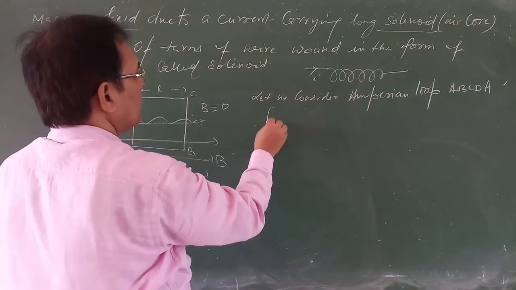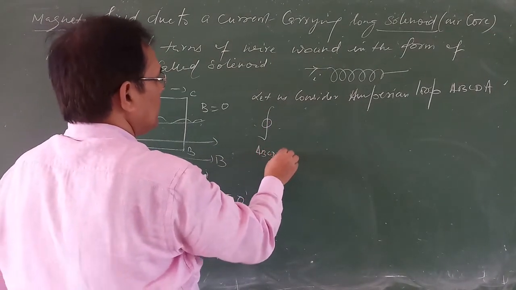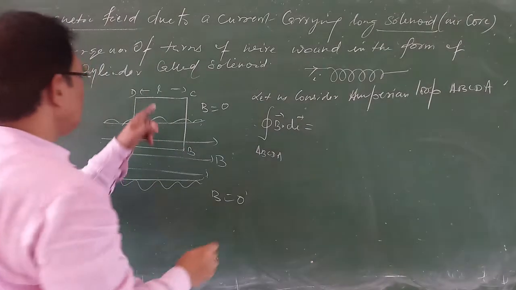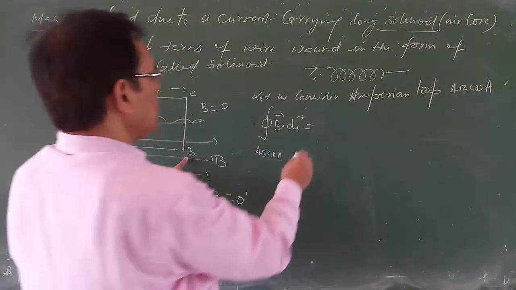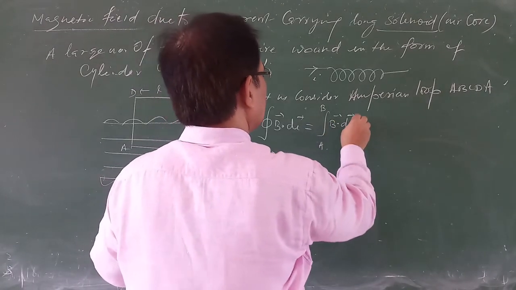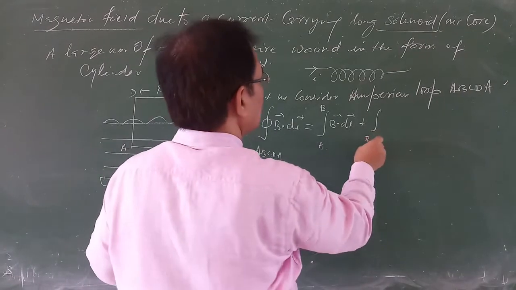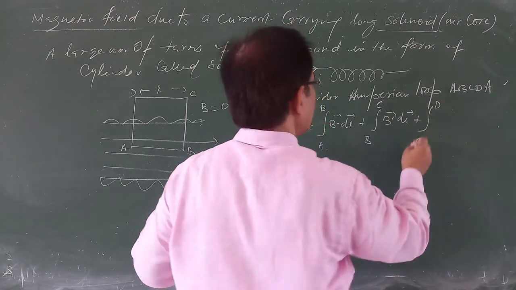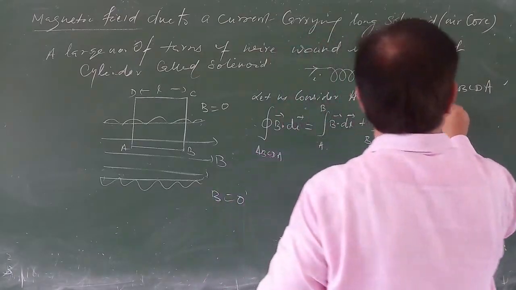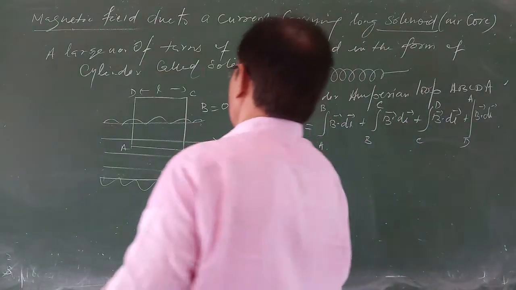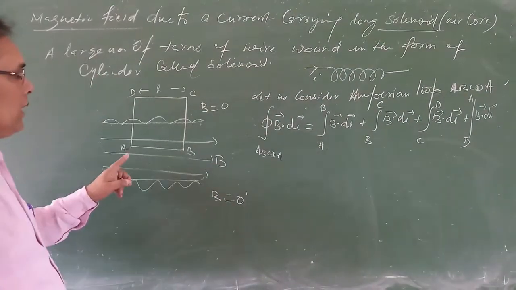So find the line integral over the Amperian loop A, B, C, D, A, B dot dl. This Amperian loop is made of parts. From A to B, B dot dl, then plus B to C, B dot dl, then from C to D, B dot dl, and then from D to A, B dot dl. This is the Amperian loop.